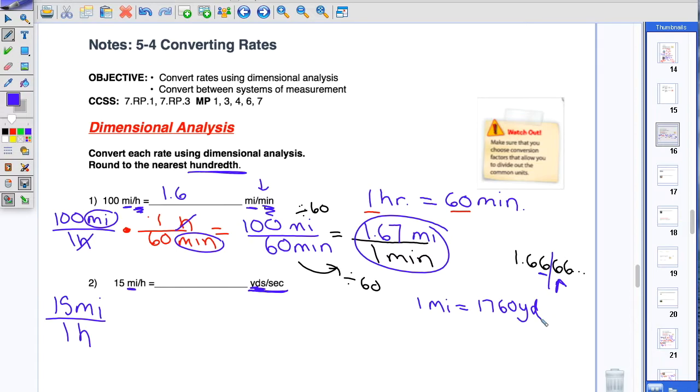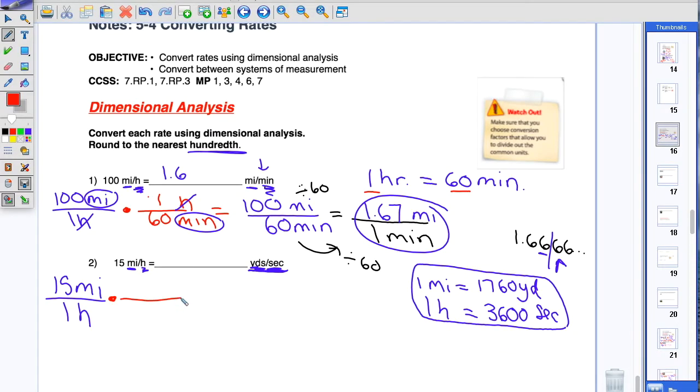And we also need to do hours to seconds. So 1 hour is equal to 3,600 seconds. So those are the 2 conversion factors that we are going to use. So the first thing that we want to do is multiply by one of the conversion factors, either miles to yards or hours to seconds. We'll just start with miles and yards. So the first thing we want to do is make sure that we can cross cancel our miles out because we want to change them to yards. Now put in your numbers.